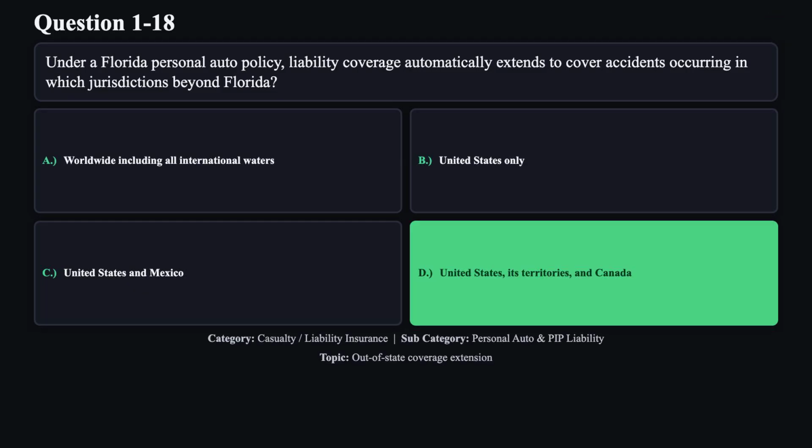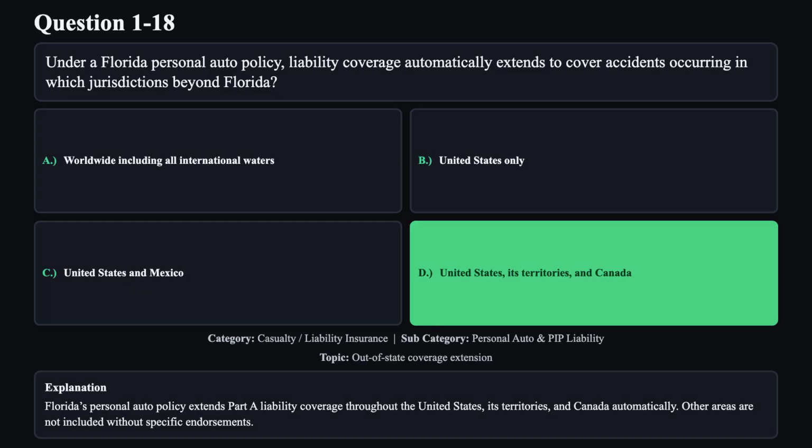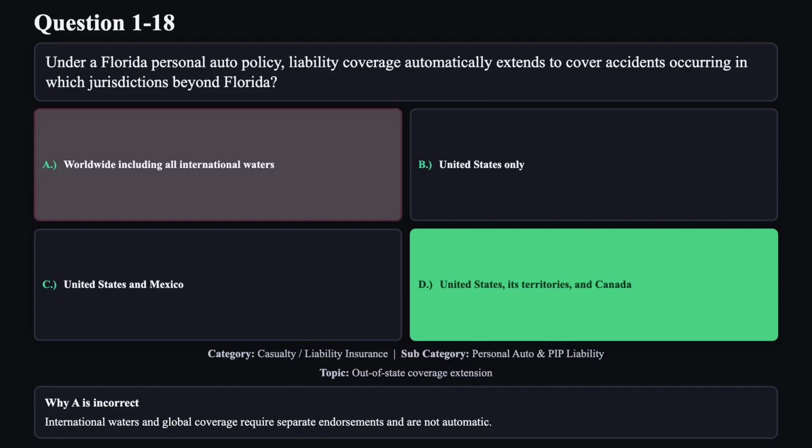The correct answer is D. Florida's personal auto policy extends Part A liability coverage throughout the United States, its territories, and Canada automatically. Other areas are not included without specific endorsements. Reason A is not correct. International waters and global coverage require separate endorsements and are not automatic.